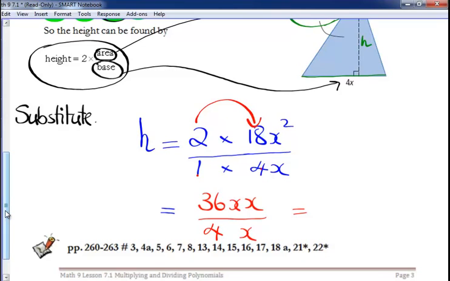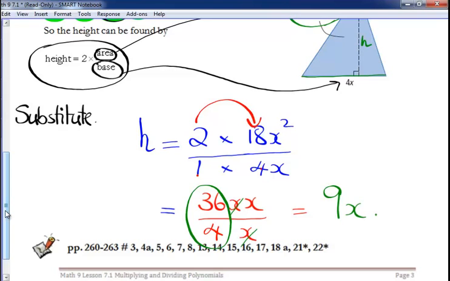Now, we've got 2 monomials. We can go through and simplify them. So first up, let's look at this here. We've got 36 divided by 4. Oh, mental math here, that's equal to 9. x over x, x divided by x, is 1. It cancels out, and we're left with a single x there. So there we have it.